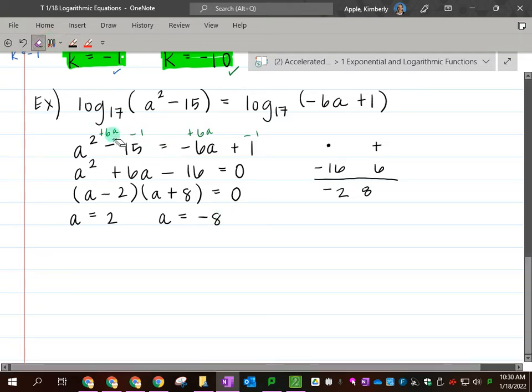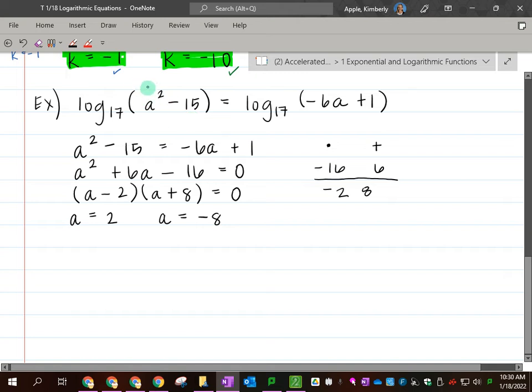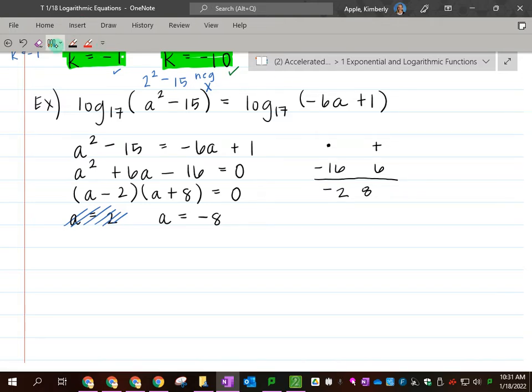So now we just have some checking to do. Let's go do that. We'll check +2 first. That'd be 2 squared minus 15. 4 minus 15 is going to give me a negative number, right? So that's no. So this one is out. I don't even need to check the other side. As soon as it gives you one that's negative inside of the argument, you can just disregard it immediately.